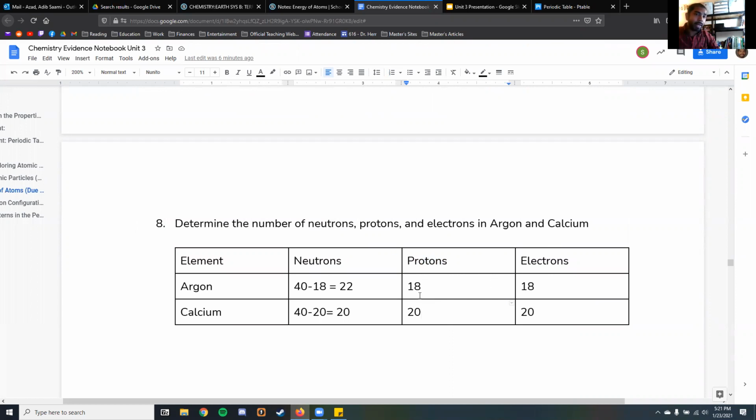For the atomic mass, I have you guys round up, I think. No, round down. I think in this case, I just have you guys round to whichever is closest. And so they're both 40 in this case. So the atomic mass for both these guys is 40, and you just subtract the number of protons to get the number of neutrons. So argon will have 22 neutrons, calcium will have 20.